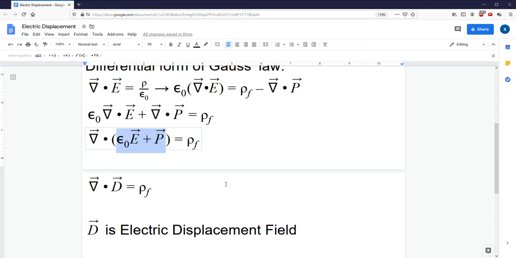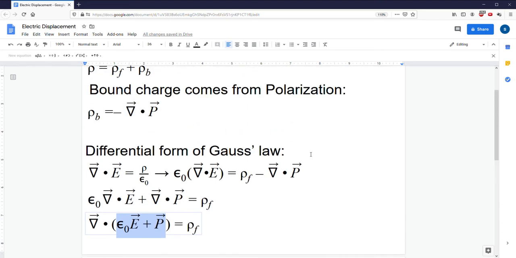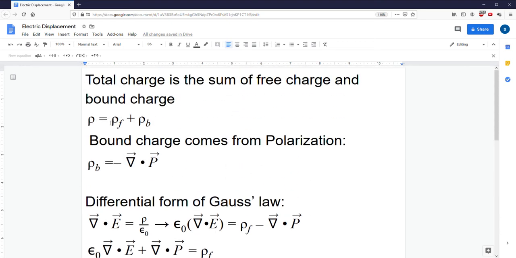So, why would we want to do that? Well, like I said earlier, free charge is the charge that we move around. That is the charge that we create, decide where it goes. That's the charge that we put places. And bound charge is charge that is often the result of an applied electric field.